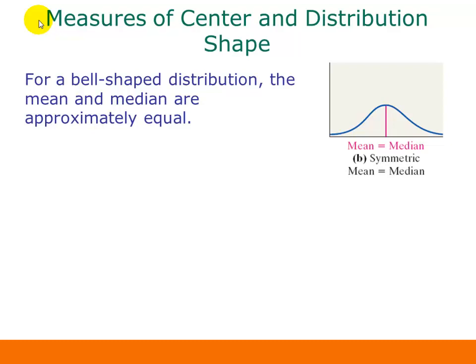Now, what do measures of center have to do with the shape of our distribution? If we have a bell-shaped symmetric distribution, then the mean and the median are going to be approximately equal. So here's what we mean by a bell-shaped distribution again. We have a high point in the middle, and the distribution decreases on either side. And in this case, the distribution is approximately symmetric on either side of the highest point in the middle. So here, the mean is usually approximately equal to the median.